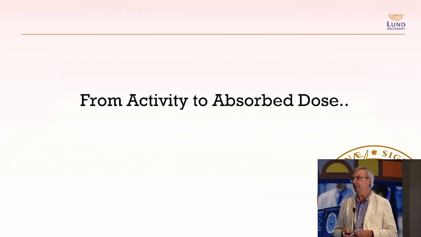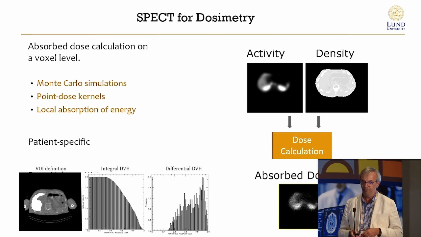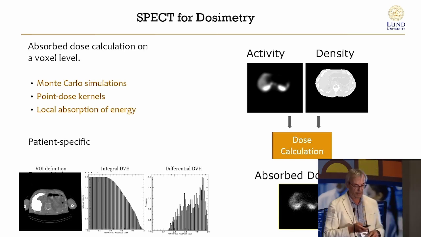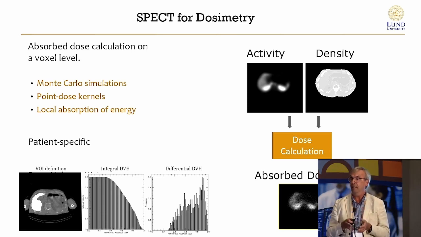So how do we go from activity to absorbed dose? Well, now you have an activity image and you have a density image coming from CT. So you can do your calculation of the energy transport within this patient's geometry using the patient's distribution of activity. And that is basically the same technique as you're doing for diagnostic dosimetry. You have this equation that you're trying to solve for the transport. And you can then get an absorbed dose image by using some methods of obtaining the deposited energy from the activity.